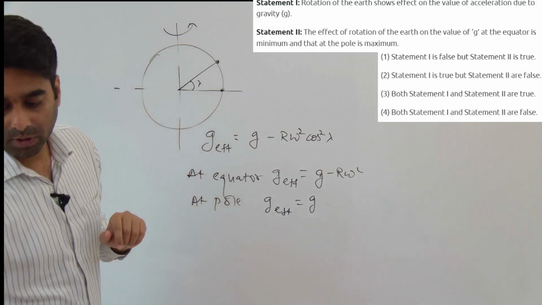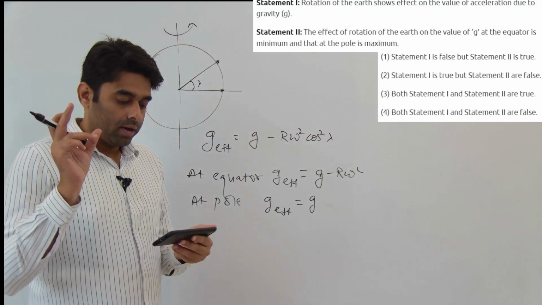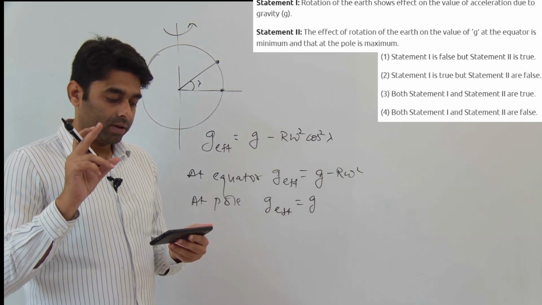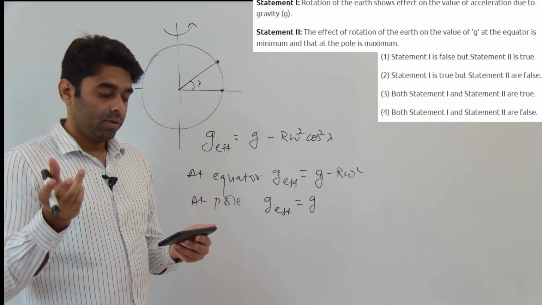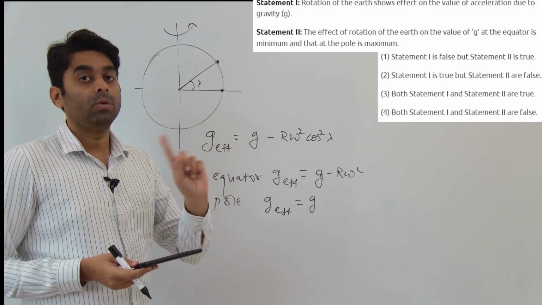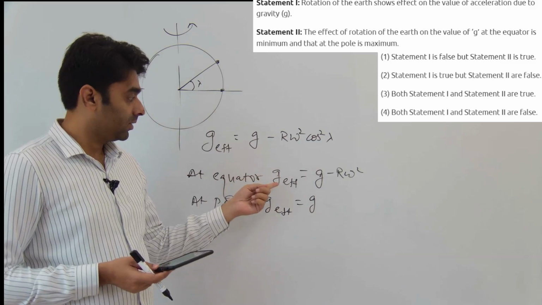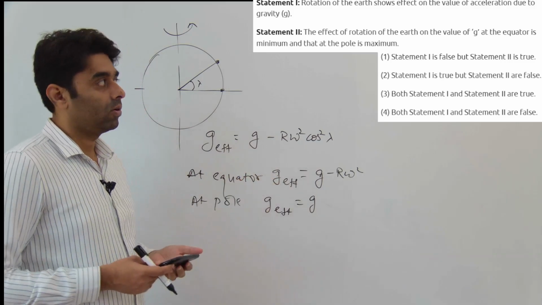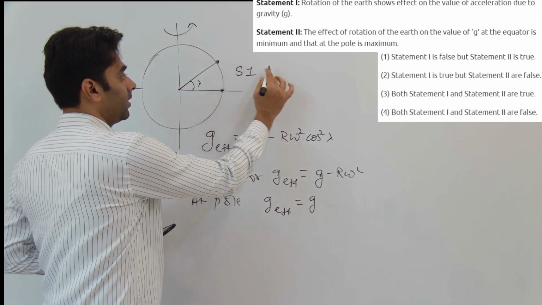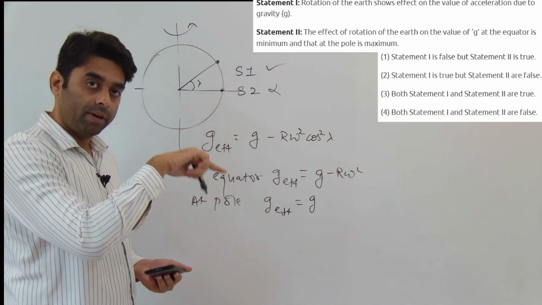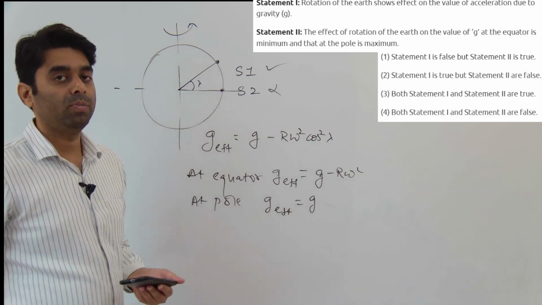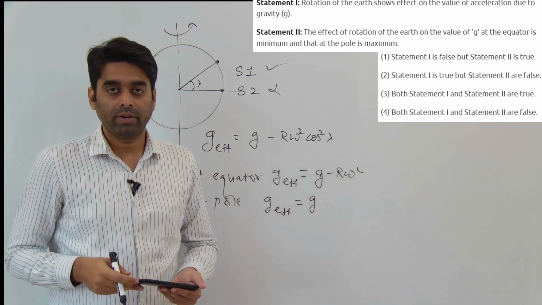So at the equator, it has maximum effect. In the statement, what have they given? The effect of rotation on the value of g at the equator is minimum. No, at the equator it has maximum effect. That means statement 2 is wrong. Statement 1 is right and statement 2 is wrong. It has maximum effect on the equator value and minimum effect on the pole value, right? Let's look at the next question.